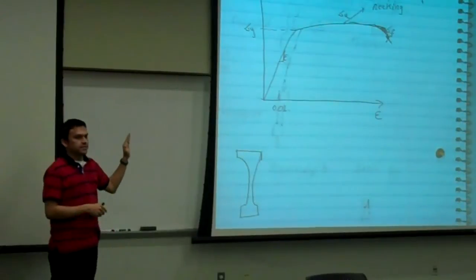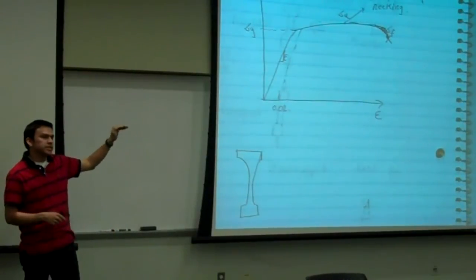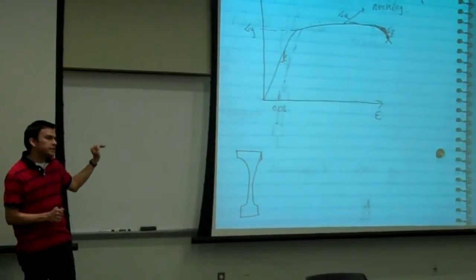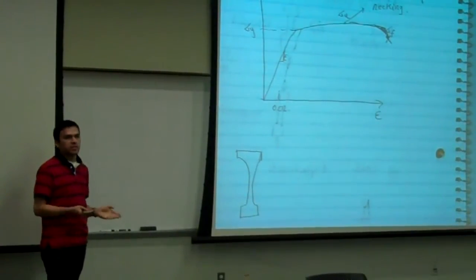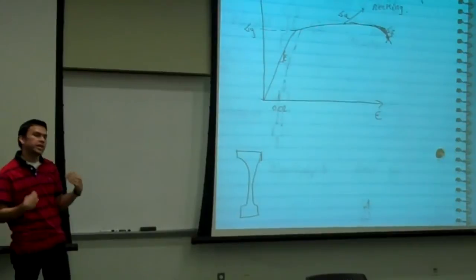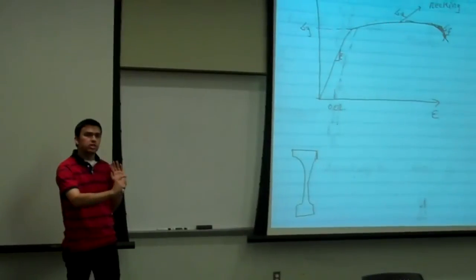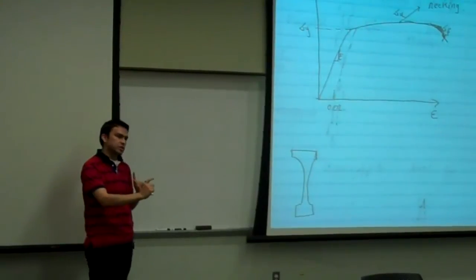When that line is not straight anymore, that's the point where we get yielding. The yielding is the point where the material is not elastic anymore. We enter a range which is called the plastic range.